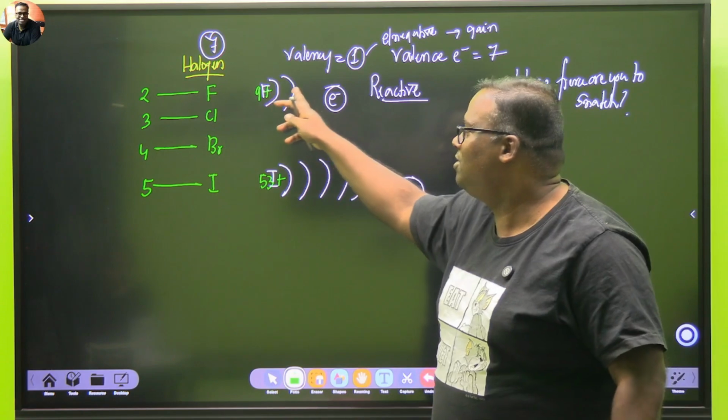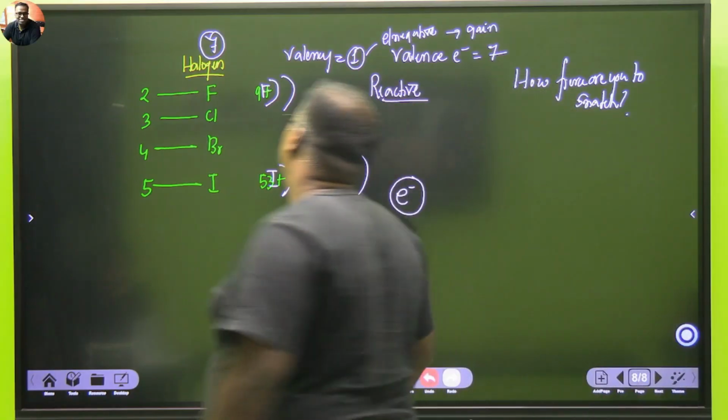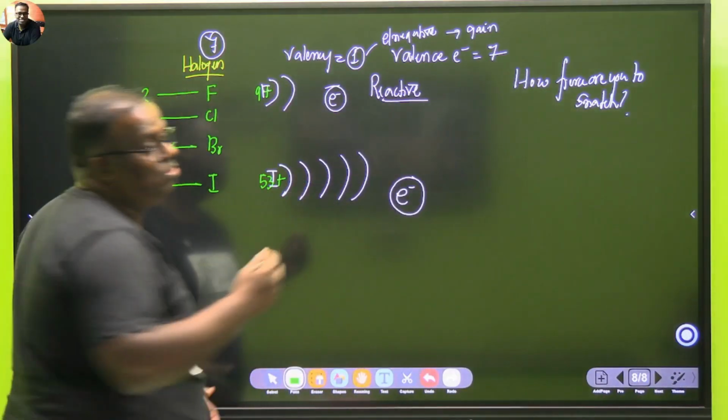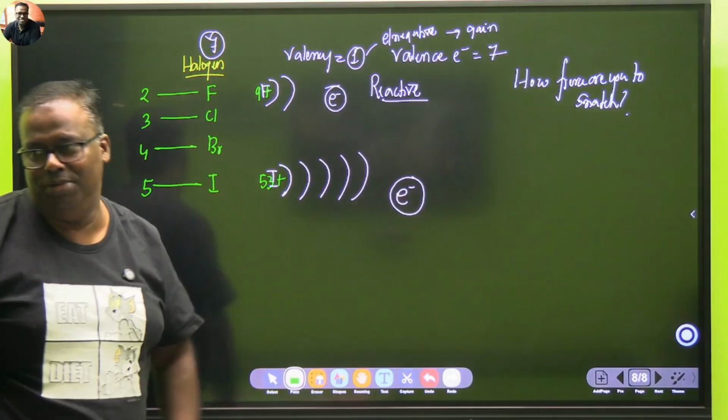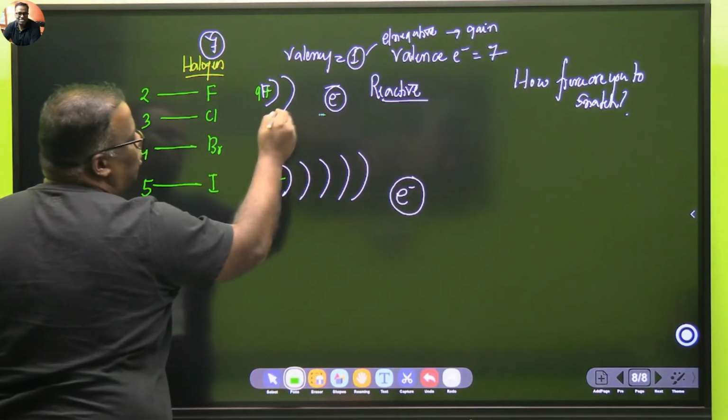The call is also heard very nicely because you are very near to the nucleus. So fluorine, in fact, is considered to be the most electronegative element. Most electronegative means it pulls very quickly. So here the pull will be much more.